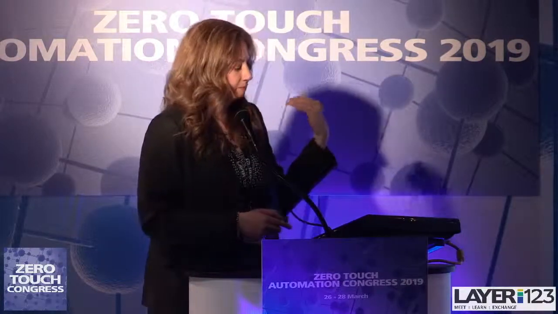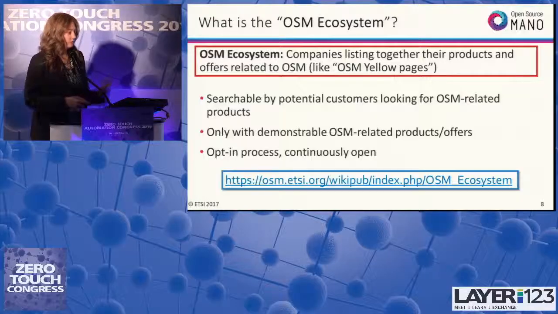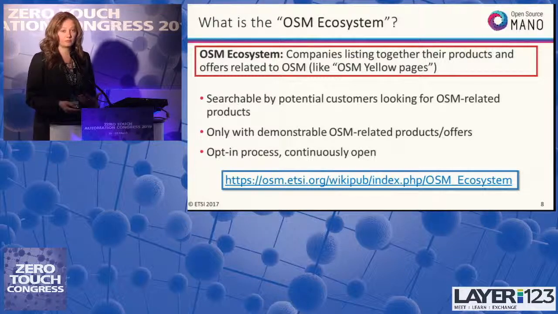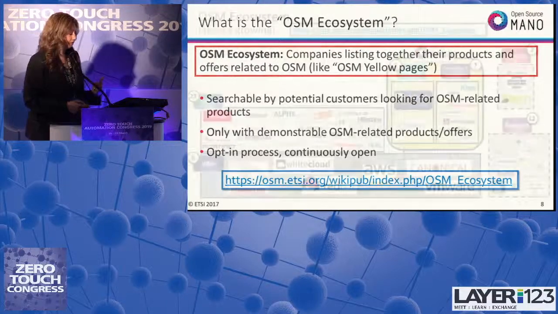So the OSM ecosystem, Francisco Javier touched on this. This is the number of different companies, entities, academic researchers, et cetera, that participate in the open source MANO project. It's an opt-in process that we touched on earlier, and it's completely open. It's very easy to join. A lot of companies joined us as observers for one full release cycle just to see if it's for them. And then we're very happy to see that a lot of them jump in the next release cycle and actively start contributing code, which is great.